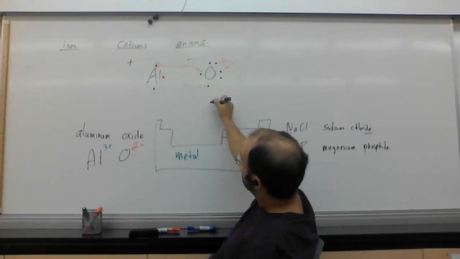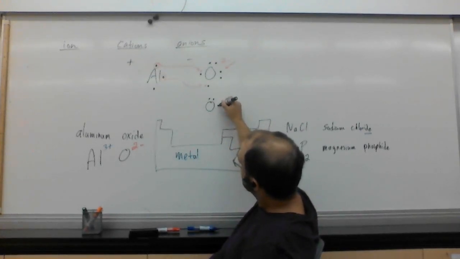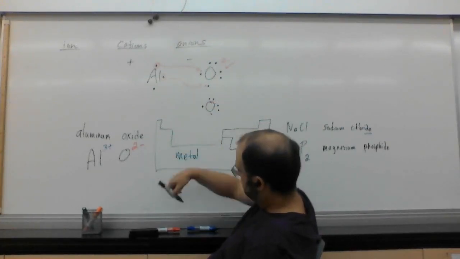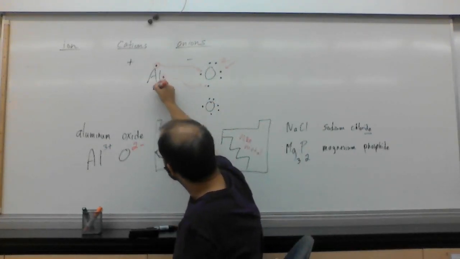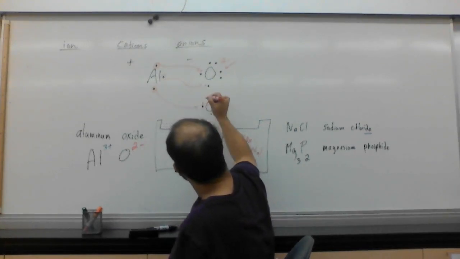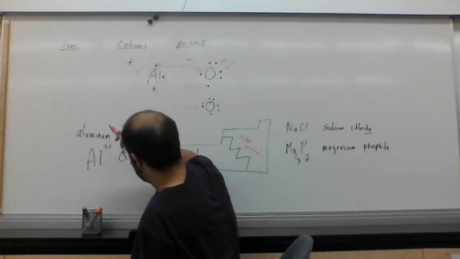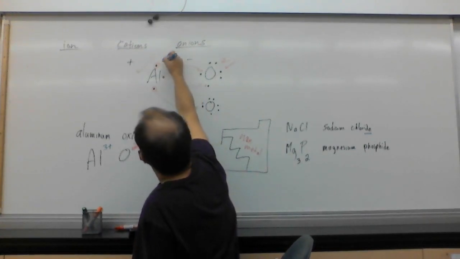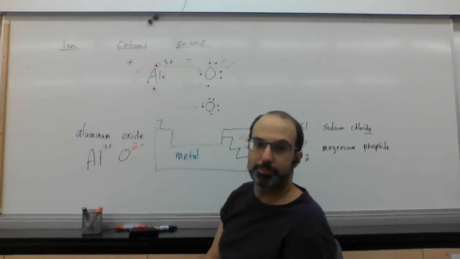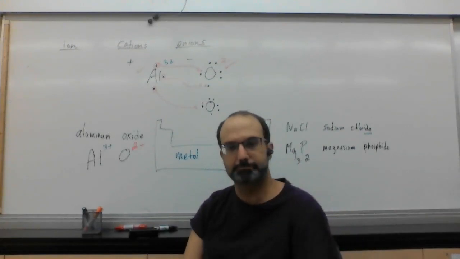So what does it do? Well, it finds another oxygen, and it says, hey, oxygen, I'm going to give you this electron. And the oxygen's like, well, thanks, free electron. I love it. So that means this guy's now happy. And now this guy is, of course, a 3 plus, because he's given away 3 electrons.